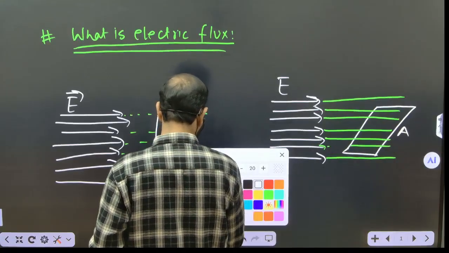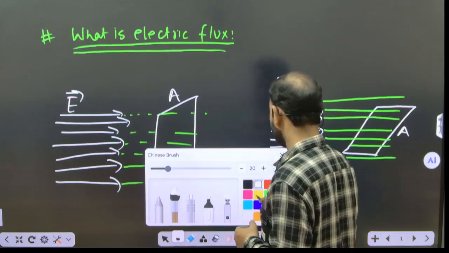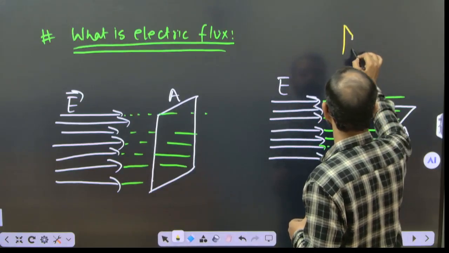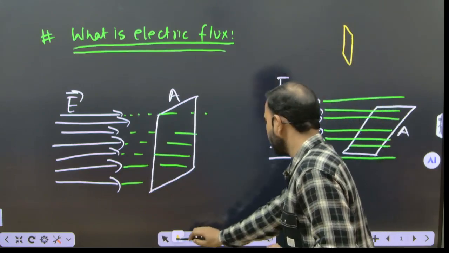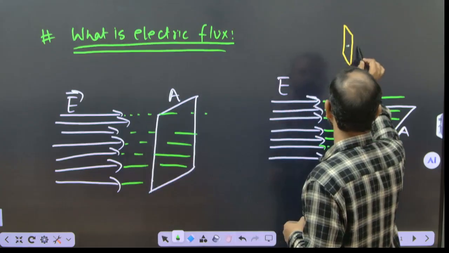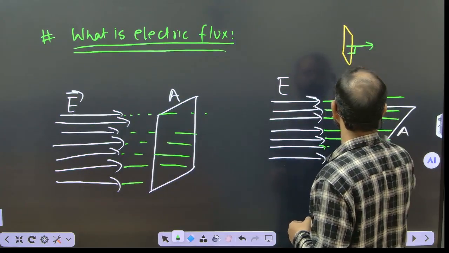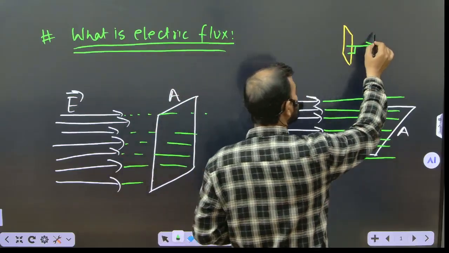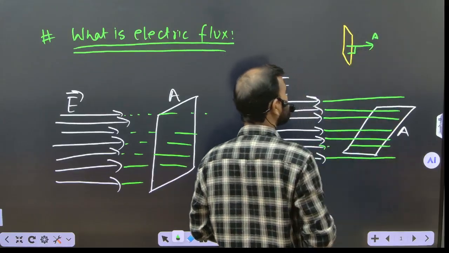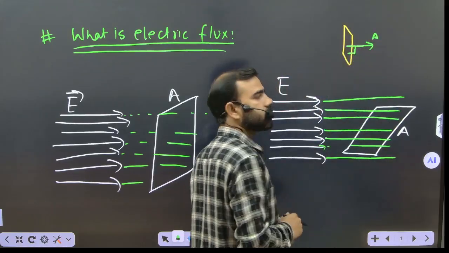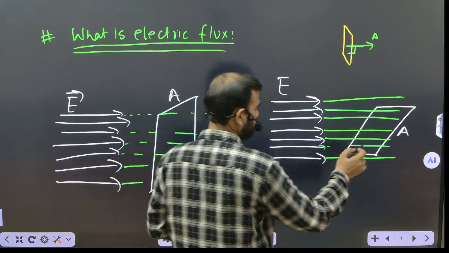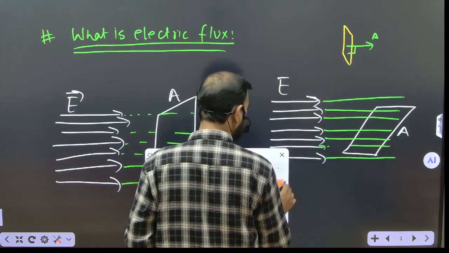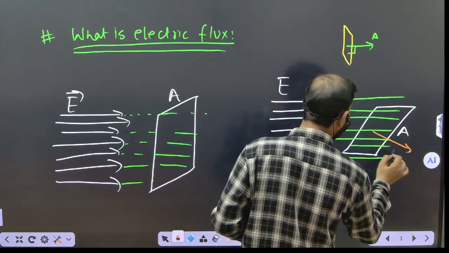We will discuss the area vector. What is area vector? The area vector is the direction perpendicular to the surface. Here it is the area vector of this surface, and of this surface it is like that.